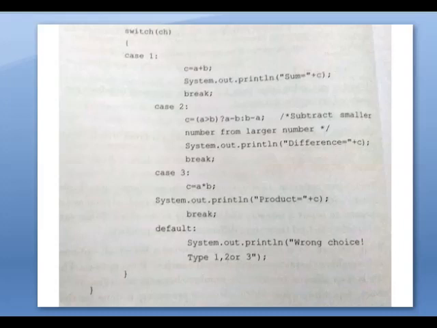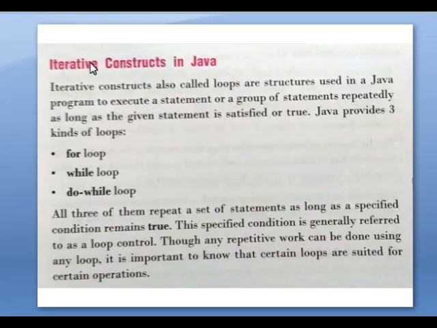The next one is iterative constructs in Java. We are going to study about loops. There are three types of loops: for loop, while loop, and do while loop. Iterative constructs means iteration, doing the same steps again and again. So iterative constructs are also called loops. Loop means doing the same process again and again, whether it is 100 times or a million times or a crore times. So that is called an iterative construct.